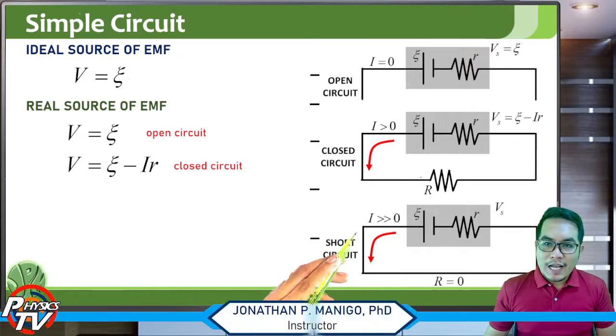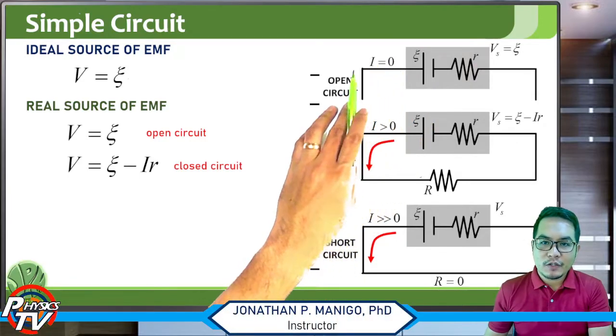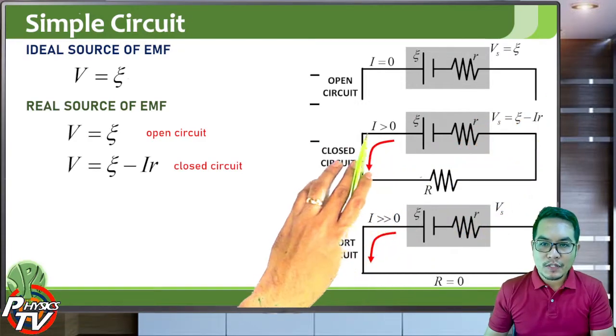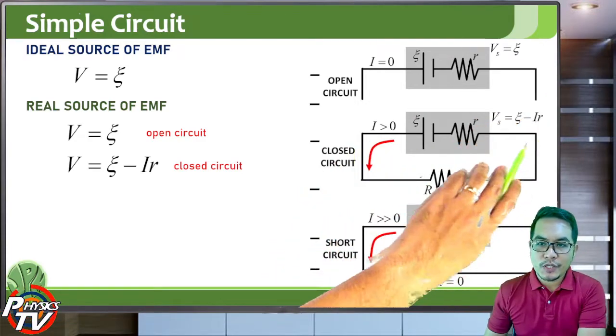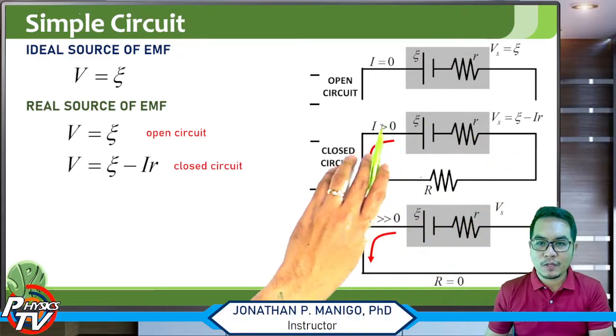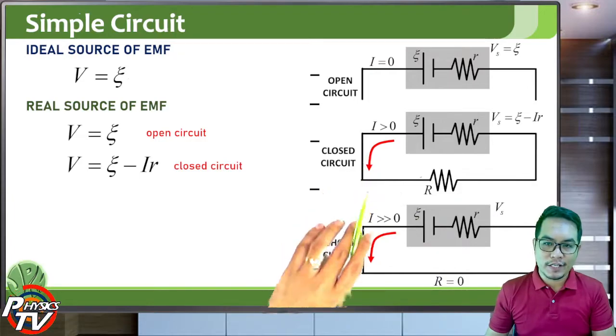So this is an open circuit. There's still no current because there's no closed loop. This is now a closed circuit because you now connect your battery to a resistive element. So current will now be flowing inside your circuit.